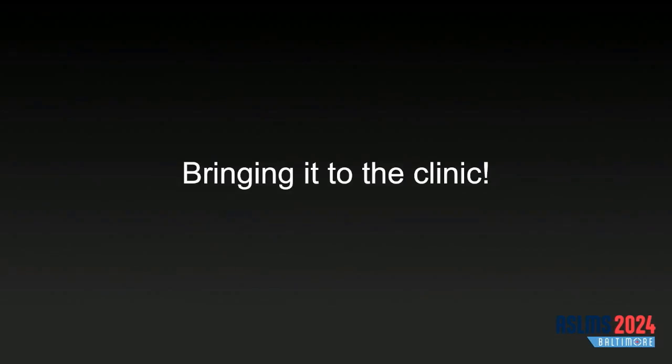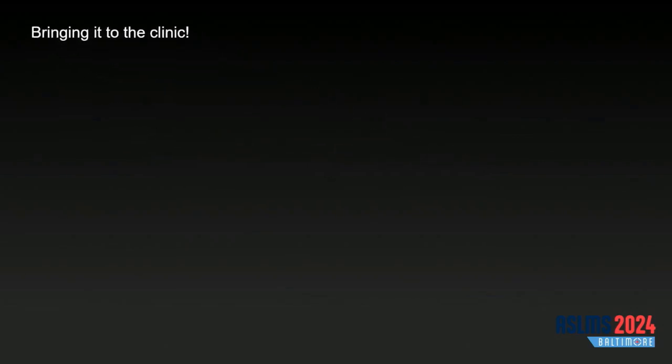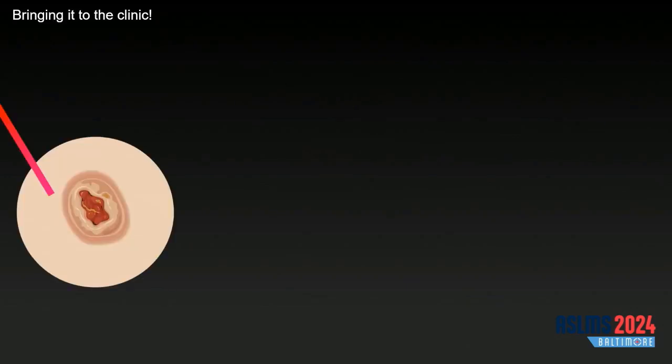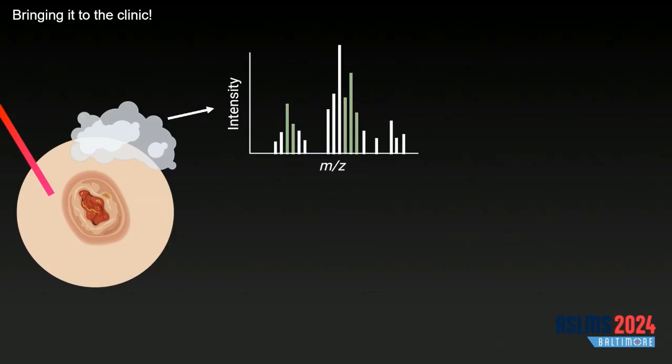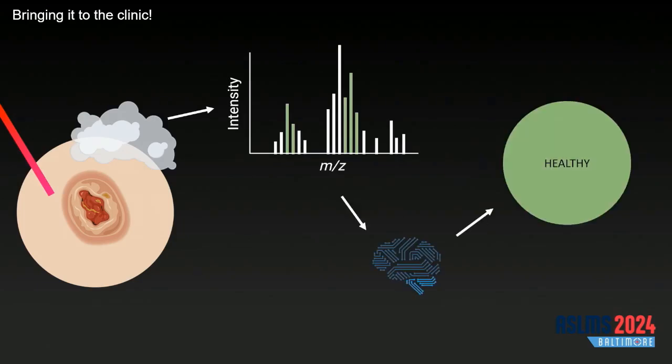But now we can do this on a sample slide, but we really want to do it in the clinic. So we want to do it based on a surgical laser. So the idea is that we have this tissue, and we ablate some of the tissue with a laser. It produces a plume. We suck that into the mass spec, generate a mass spectrum, evaluate that through our machine learning model, and predict whether it's healthy or cancer tissue. And so as soon as we hit the tumor, we should know that it's tumor tissue, and preferably which class of tumor.